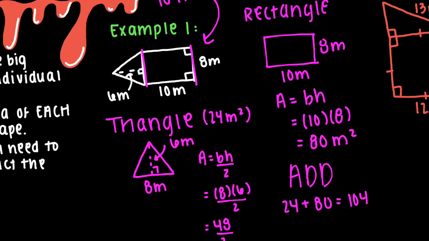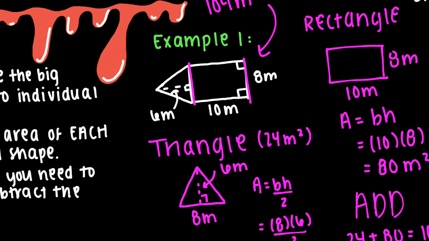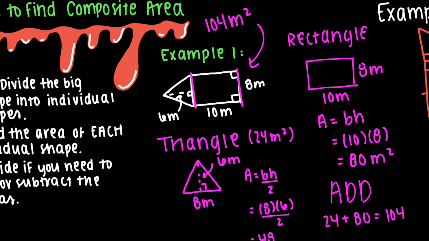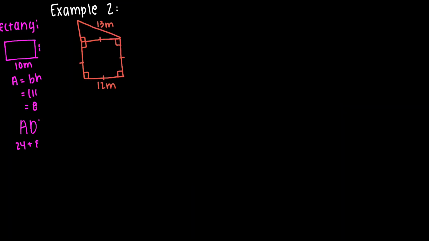This is a composite figure because it is made up of multiple smaller shapes, polygons. And in order to find the area of the entire shape, we broke it down into the smaller shapes, the triangle and the rectangle, found those areas, and then added them together. Alright, so example 2, your composite figure is already broken into shapes for you, so step 1 is done.